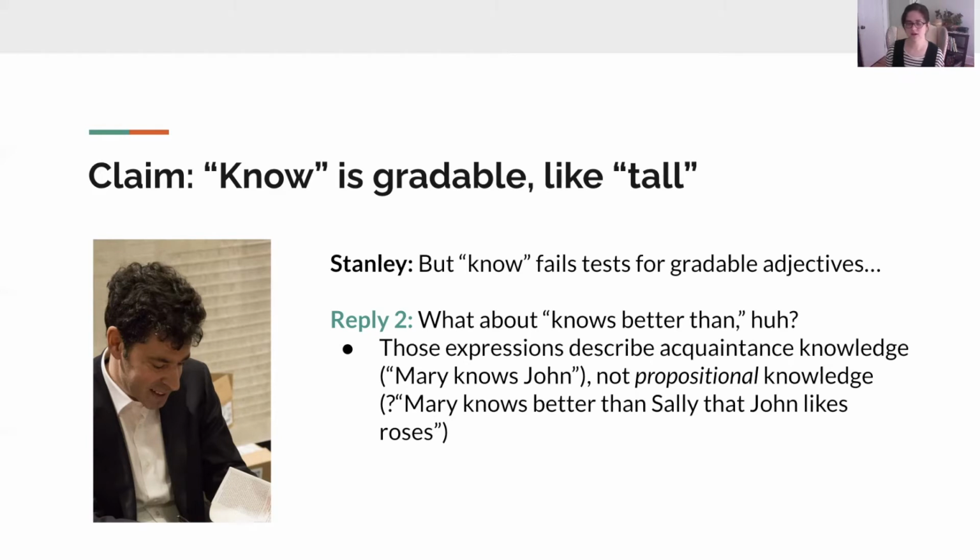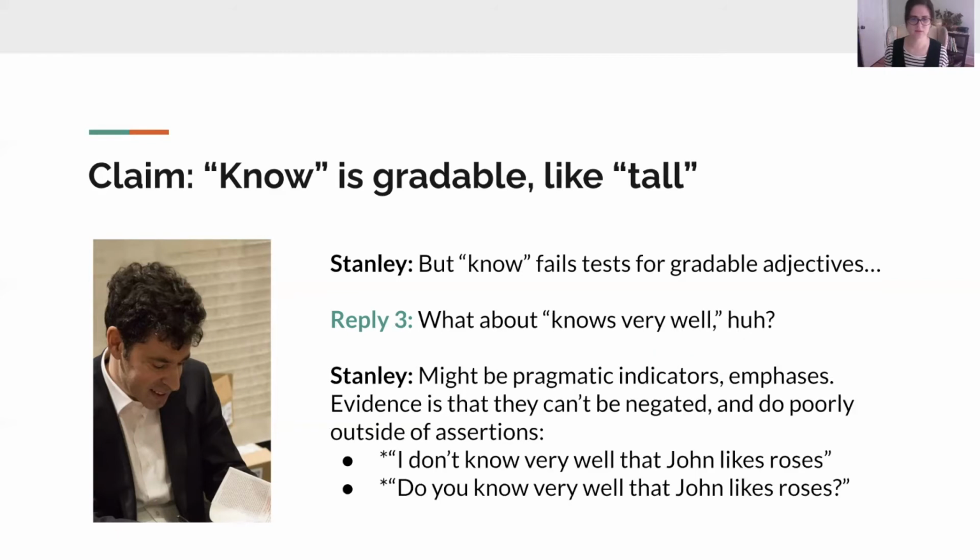So here's an example of that. Mary knows better than Sally that John likes roses. That's a weird sentence. What would it mean for Mary to know better than Sally that John likes roses? It's not completely infelicitous, but it doesn't sound great to our English-speaking ear. It seems to maybe have an implication that Mary is better acquainted than Sally with the fact that John likes roses, but what would that be, to be better acquainted with the fact? We don't like it so much, says Stanley.